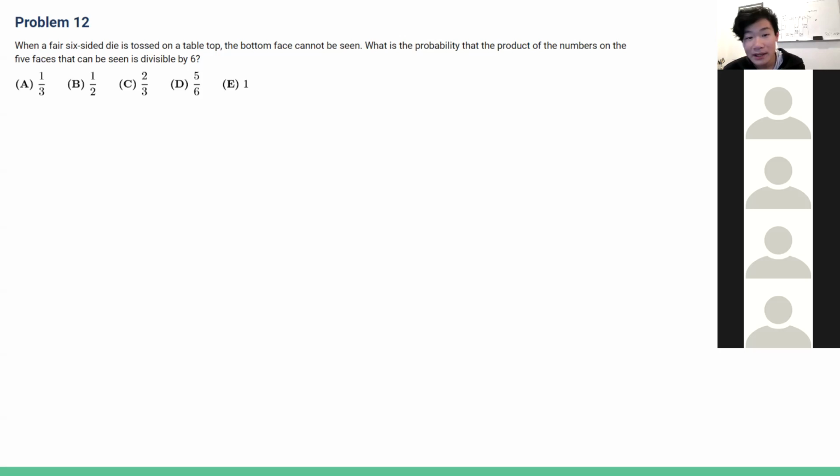And it asks, what is the probability that the product of the numbers on the five faces that can be seen is divisible by 6? What are the possibilities? So we only really have 6 possibilities, right? The first possibility is, for example, our 1 is covered, right? If our 1 is covered, then what we can see is our 2, 3, 4, 5, and 6, right?